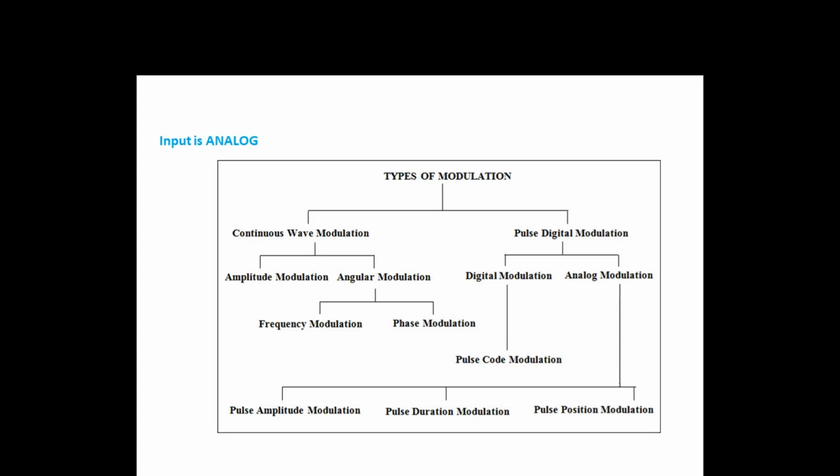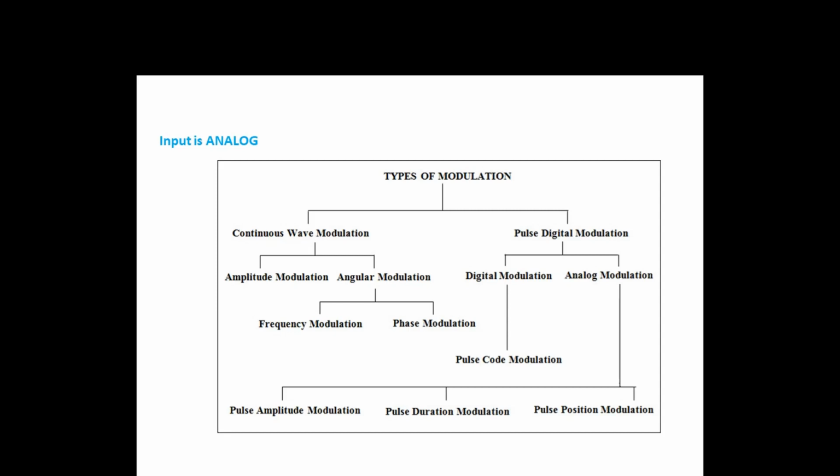Pulse modulation can be divided into two types: digital modulation and analog modulation. In digital modulation, we have pulse code modulation. Under analog pulse modulation, we have pulse amplitude modulation, pulse duration modulation, and pulse position modulation. The pulse amplitude modulation is denoted as PAM, pulse duration modulation is denoted as PDM, and pulse position modulation is denoted as PPM. Pulse duration modulation is also said to be pulse width modulation, PWM. So this is the simple structure regarding the modulation types.